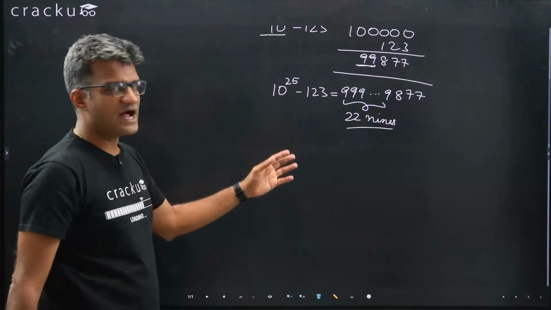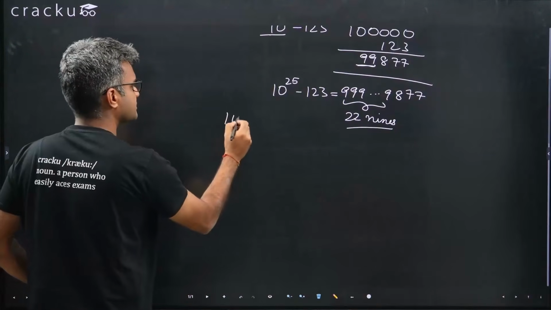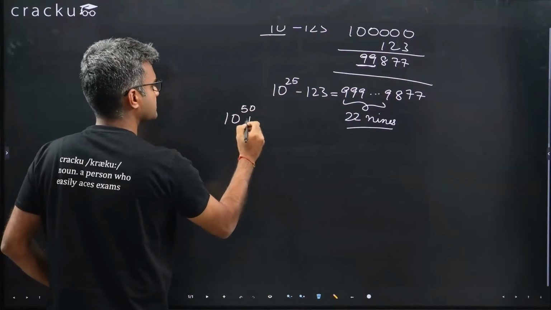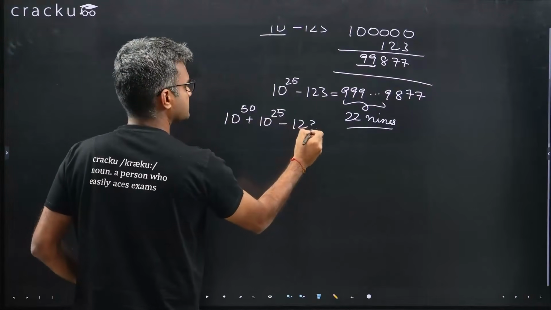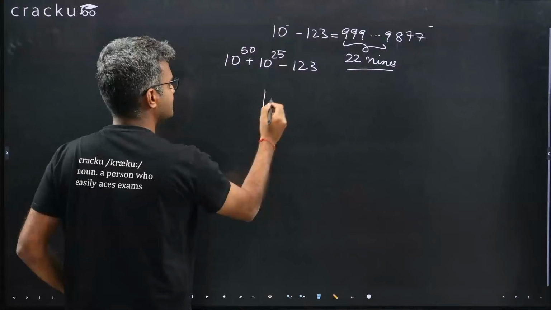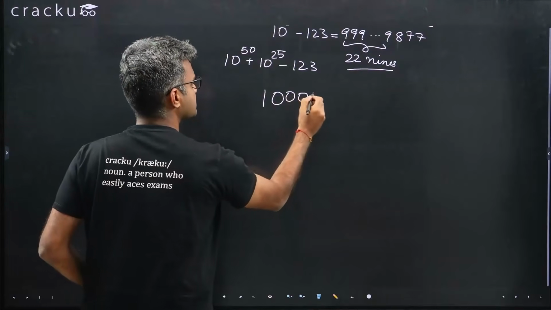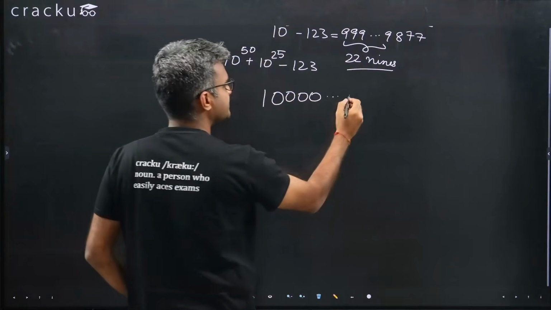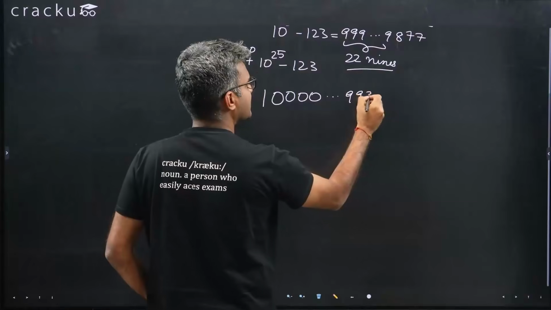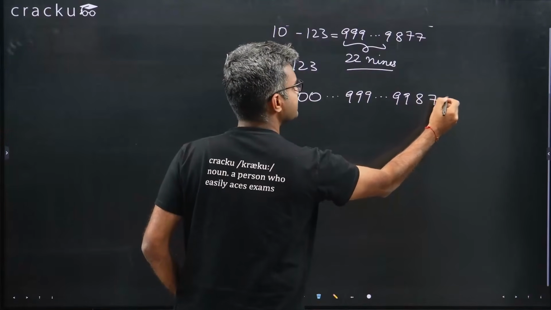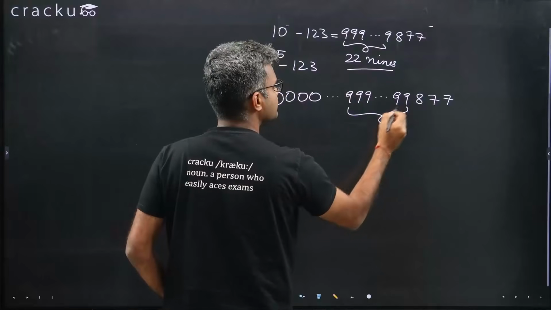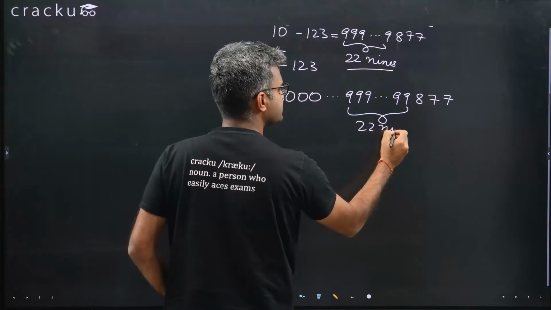To this, if you are adding 10 to the power 50, it will look something like this. You will have 1 followed by many zeros, and then you will get this 9999, and then you will have 877. How many nines will be there? You will have 22 nines.